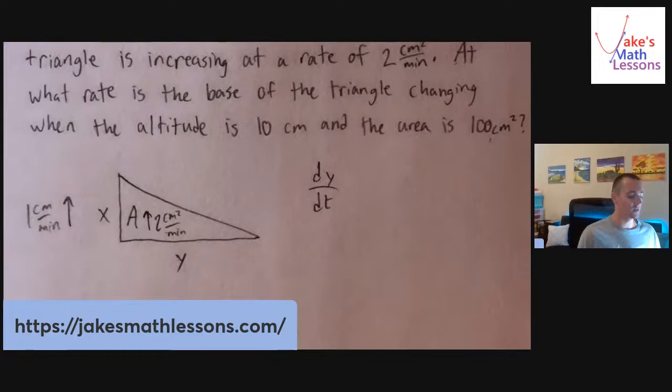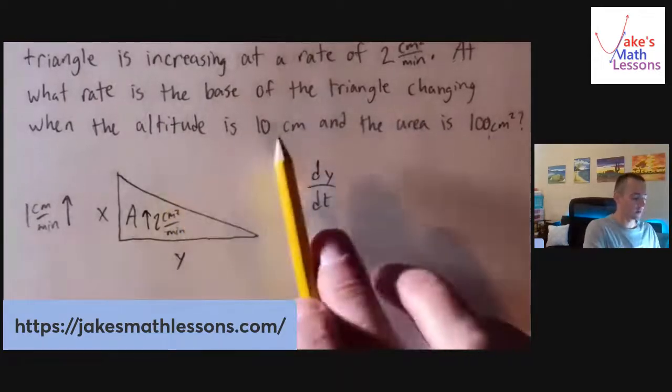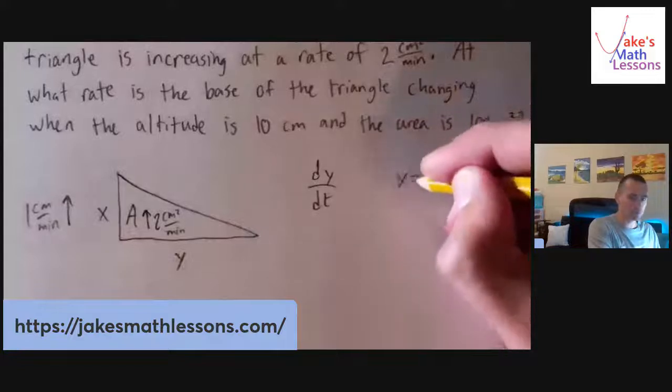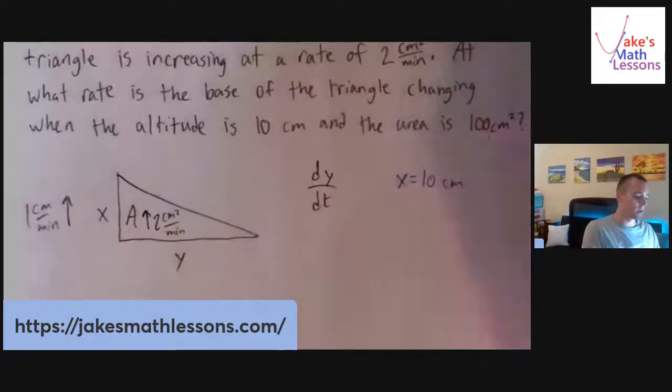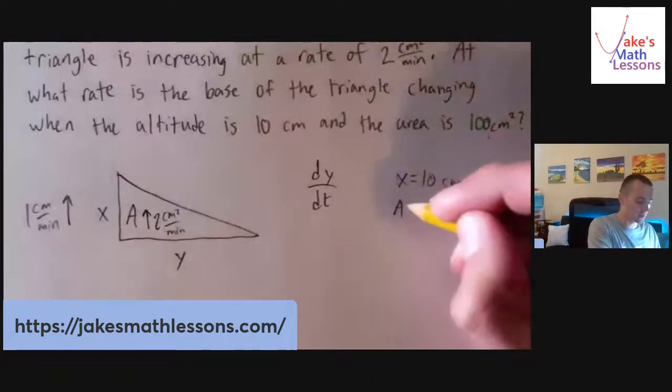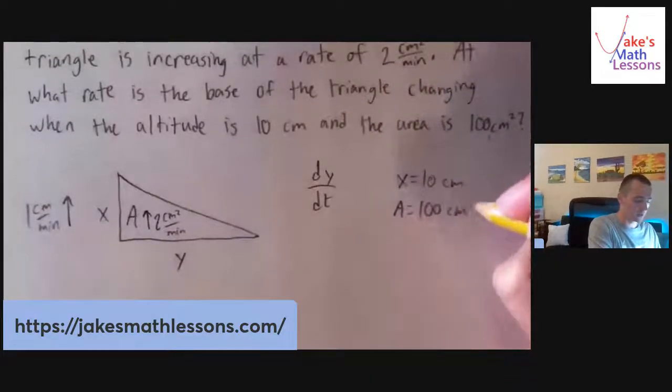The instantaneous spot in this triangle's growth or change in shape that we actually care about is going to be when our altitude is 10 centimeters. So when x is 10 centimeters, and when our area is 100 centimeters squared.